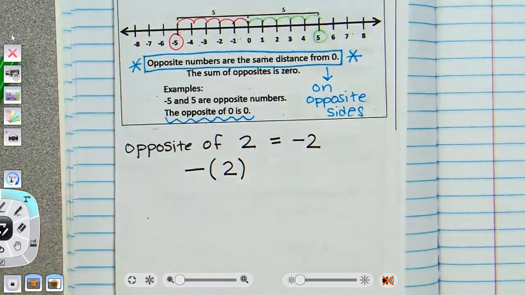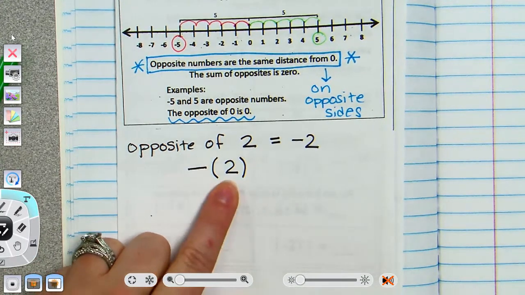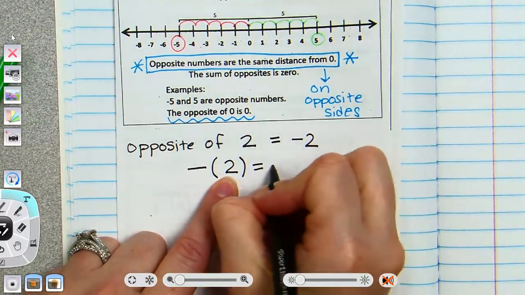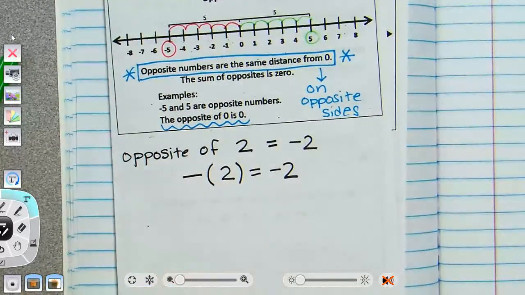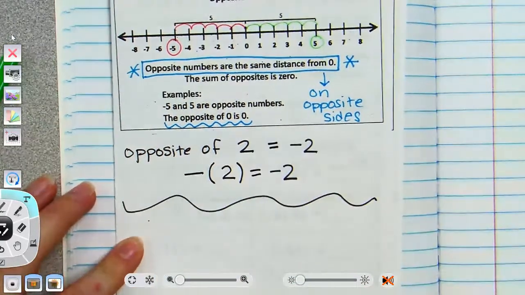So if I were to read this mathematical statement out loud, this symbol says opposite of, and then this number says 2. So the opposite of 2 equals -2. We already knew that, but this is 2 different ways to write the same thing. Now I'm going to put a little squiggly line here.